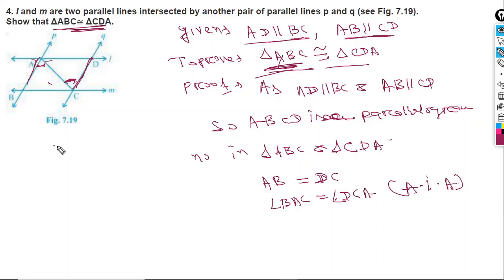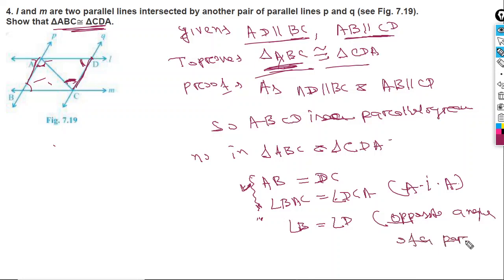Now if we can equalize another pair of angles, the two triangles will be congruent, because one side is already equal, and we need to equalize only one more pair of angles. Here you can see angle B must be equal to angle D. Angle B equals angle D, reason: opposite angles of a parallelogram are equal. Now you see two angles and one side are equal to two angles and one side.